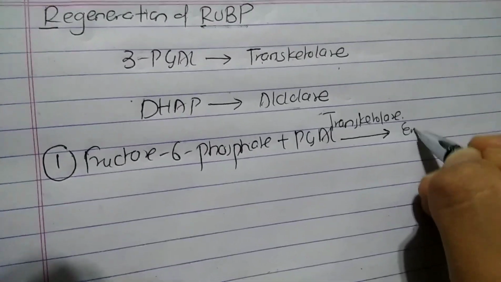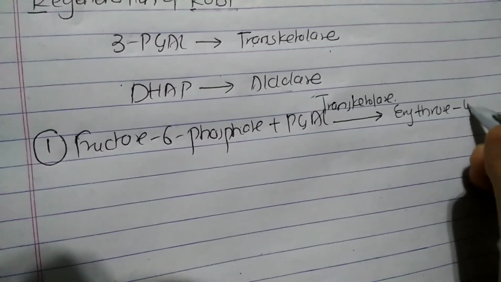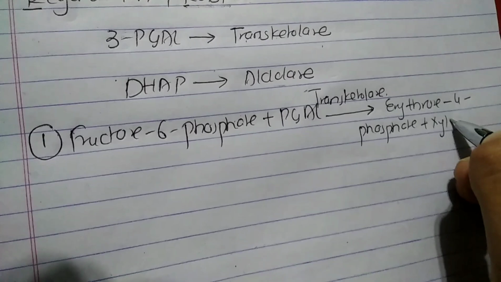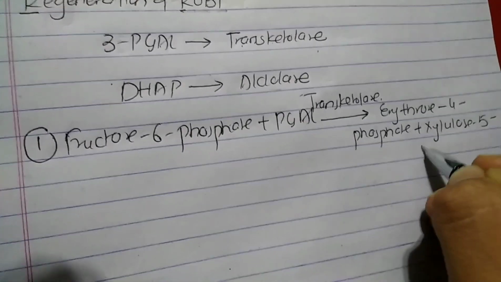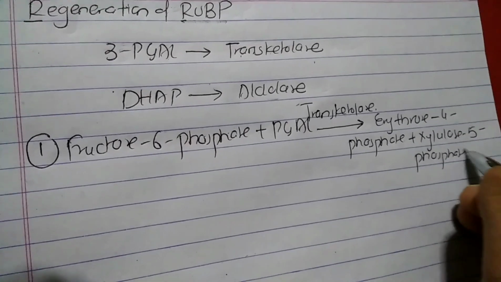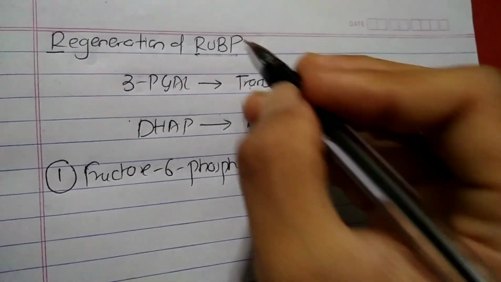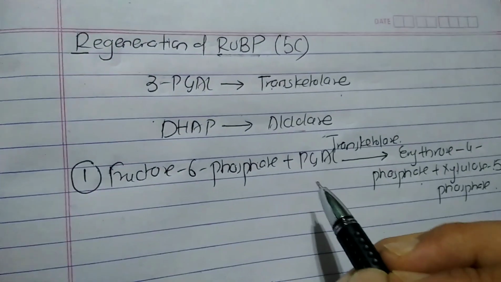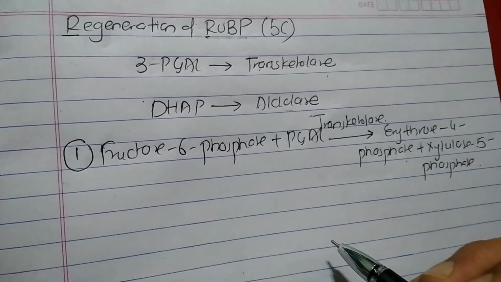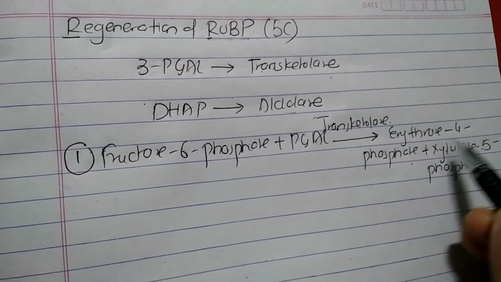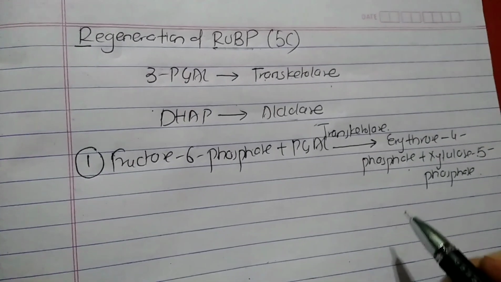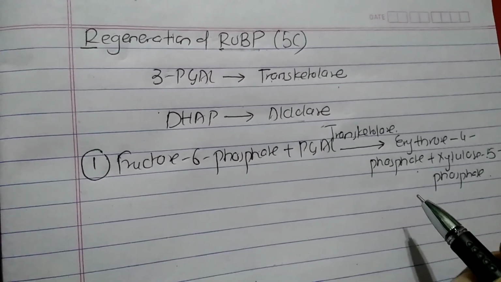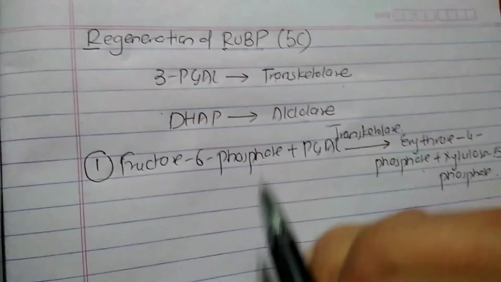So it will give you erythrose 4 phosphate along with xylulose 5 phosphate. So if you see here, this xylulose is a 5 carbon compound, and ribulose bisphosphate is also a 5 carbon compound. So it can easily isomerize to give RuBP, and the regeneration process can be completed. But we cannot ignore the fact that erythrose 4 phosphate, a 4 carbon compound, is also being produced. So we have to also convert this product into a 5 carbon compound. Then only the regeneration will be effective, right?